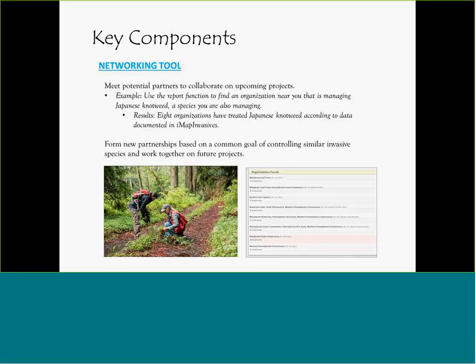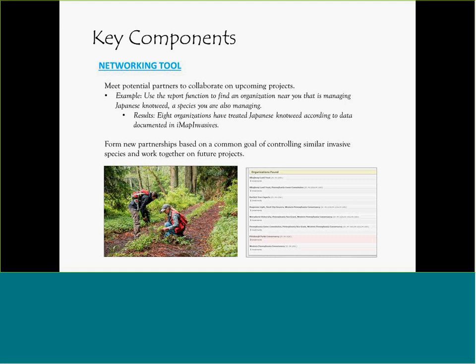Again, iMap is a really important networking tool. So you can use it to meet those potential partners that you might want to collaborate with on upcoming projects. Looking at data that's already been submitted and understanding that is maybe a potential partnership that you can form based on similar interests for a species that you might be managing, or for just the simple fact that you're located in a similar area. So how you might do that.